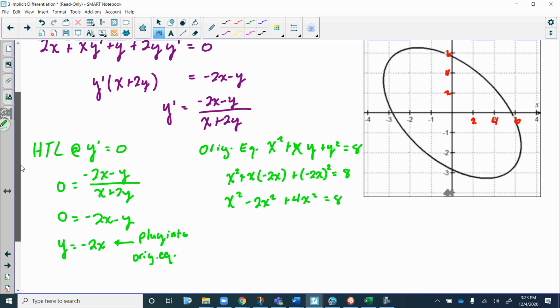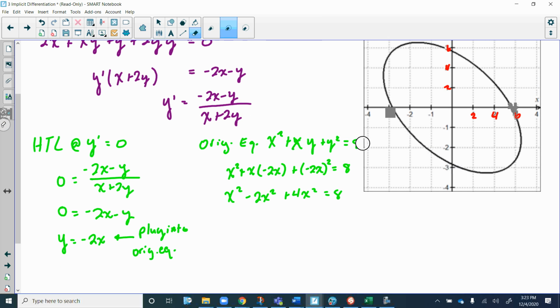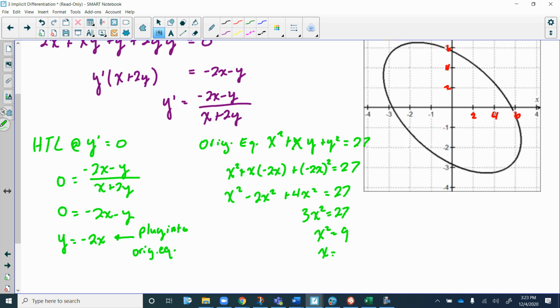Apologies for that, but it's not going to mess any of our work up until we get to this point here. So I want to change all of these 8s to 27s. There we go. I knew there was something off, and I was just not catching it. I knew the scale of the graph was off. But anyway, this is going to give me 3x squared equal to 27, meaning that x squared is equal to 9. So x, I should have something at a positive and a negative 3.